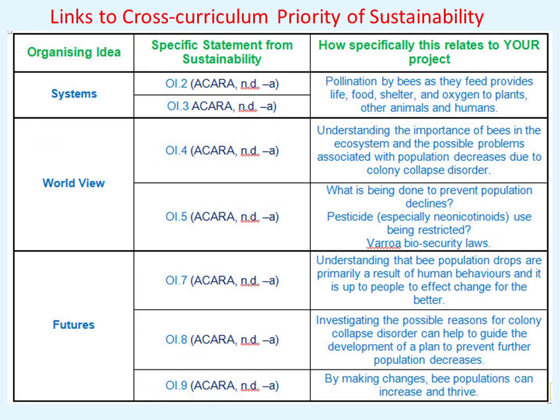The links to the cross-curriculum priority for sustainability include systems as it pertains to the bees' relationship with the environment and the sustainability of the ecosystem, worldviews as it relates to understanding the importance of bees to the ecosystem and issues associated with CCD and what can be done to prevent further problems, and futures, which relate to human responsibilities in not only the cause of the issue but also of the solution.